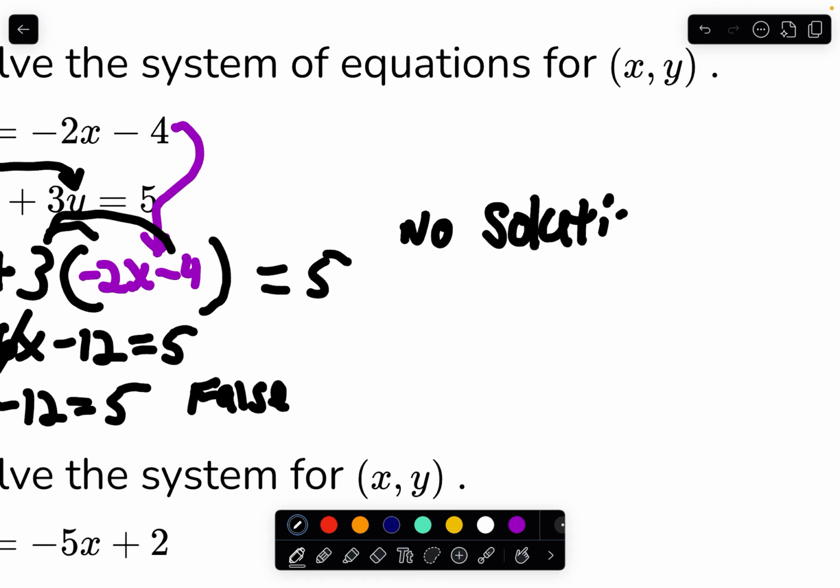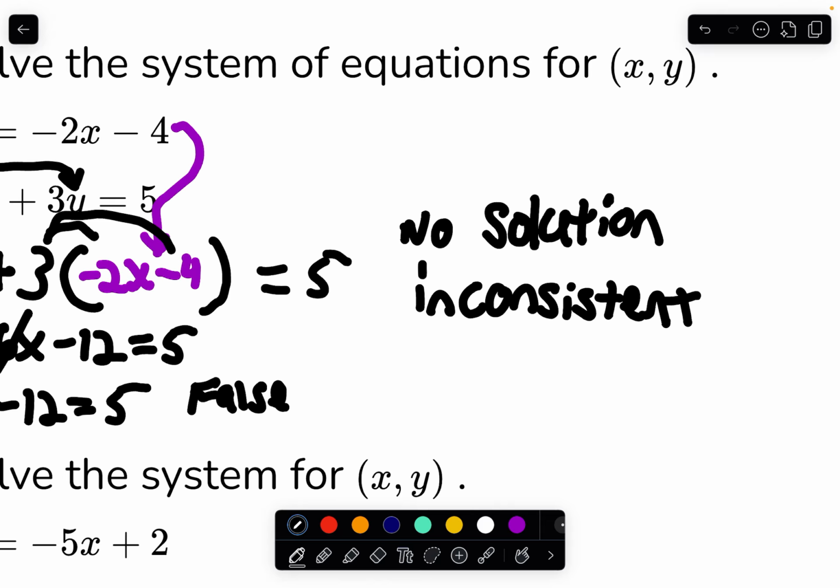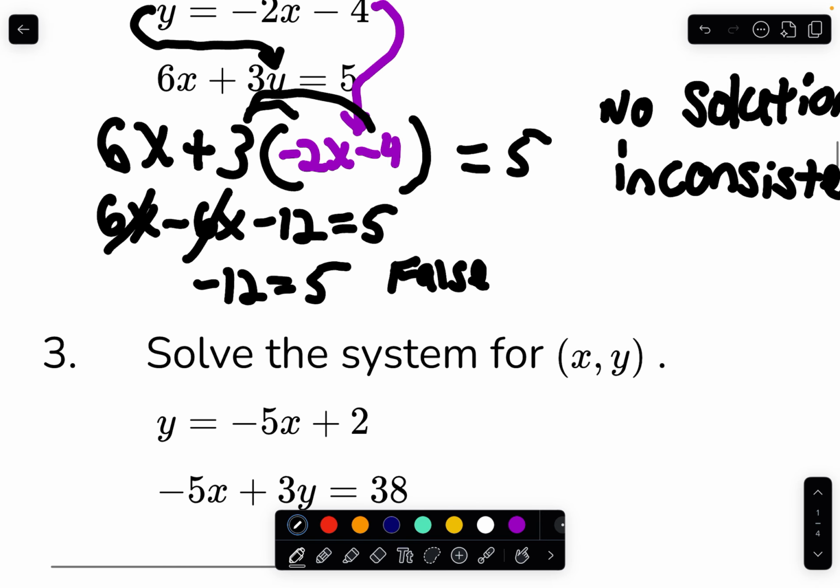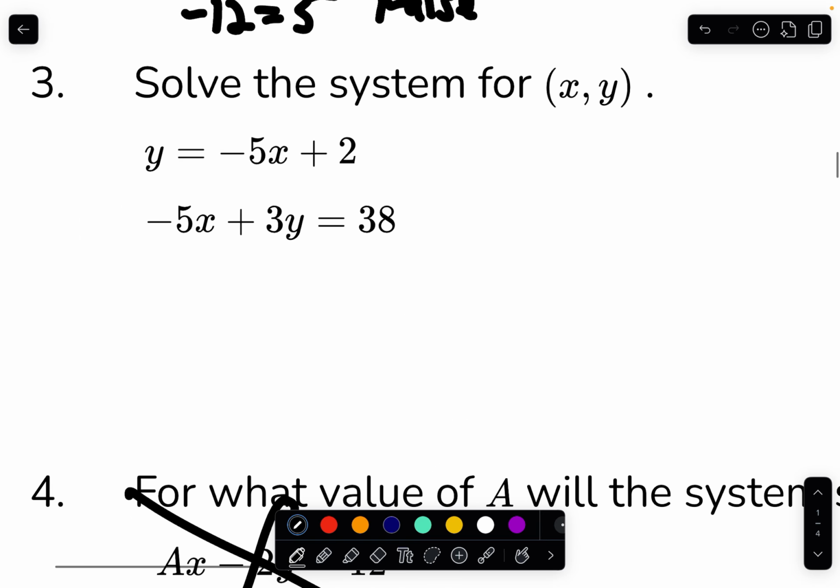Okay, the system is inconsistent. On your final, you will have to know inconsistent and consistent. Inconsistent is no solution. So whenever you come across a system that's no solution, you say inconsistent. All right, let's solve 3.